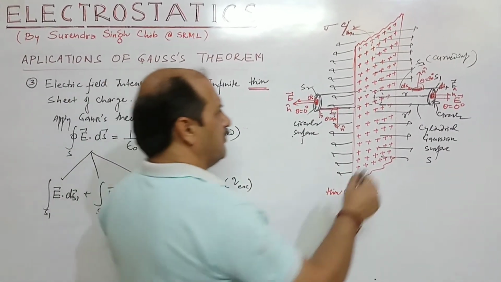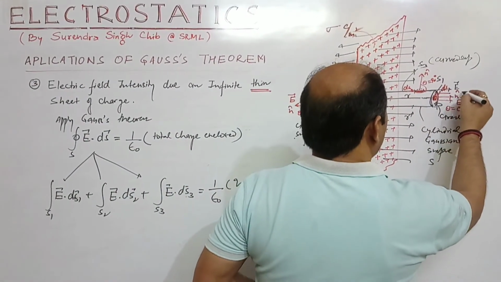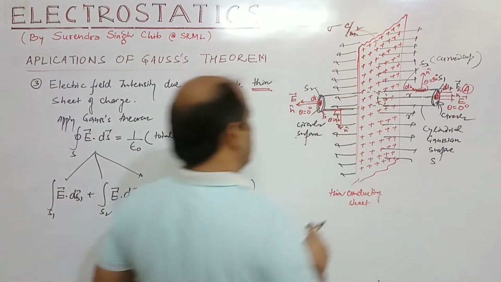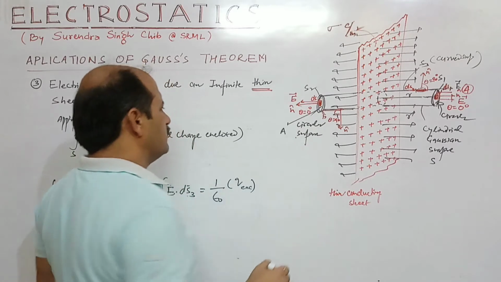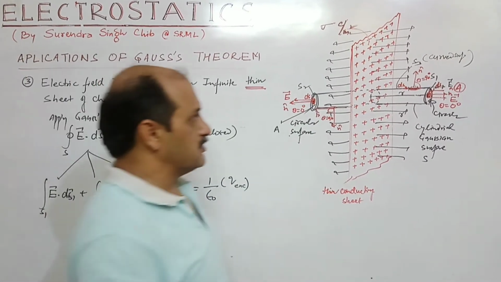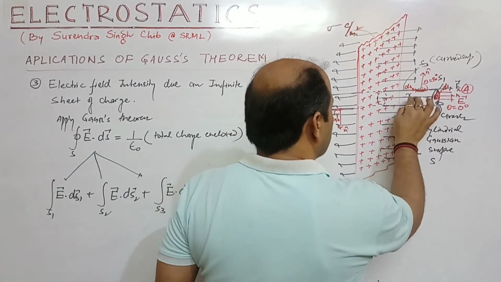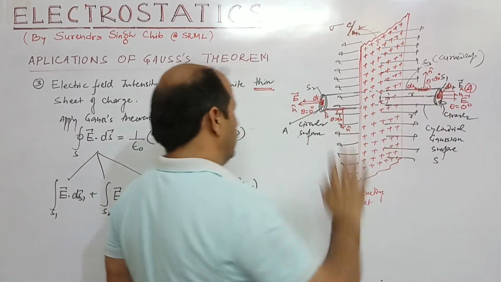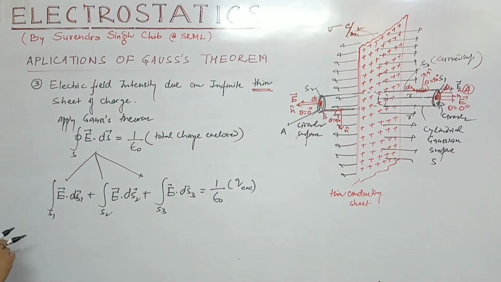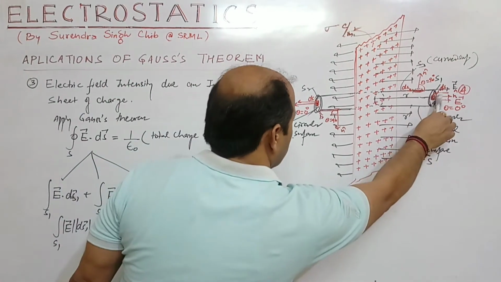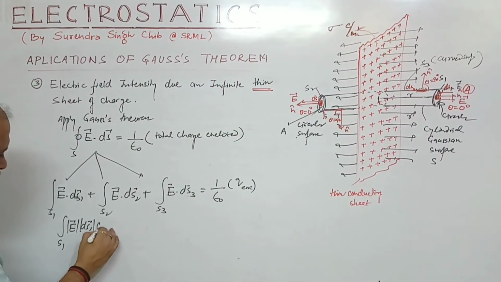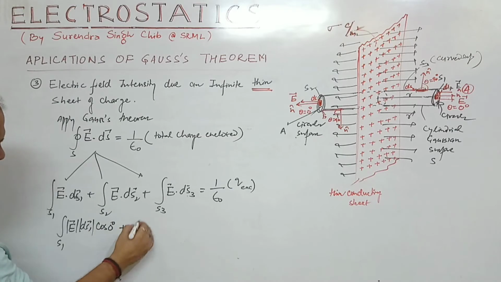And let the area of this circular surface be A. So what's the area of this? A. What is the area of this surface? A, which could be pi r squared, but we are not taking pi r squared. Why? Because we have taken the distance r here. Let it be A. So let's do the integral over S1 of mod E dS1. What is dS1? Here it is dS1. What is theta here? Cos 0 degrees.